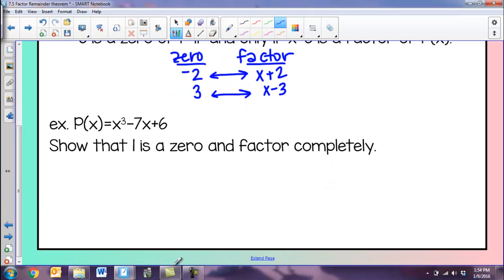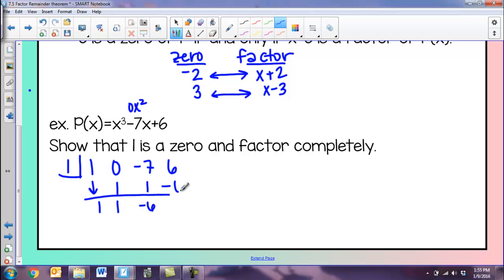If 1 is a 0, then I should get a remainder of 0. It's going to divide evenly into my polynomial. So I'm going to do my synthetic division using 1 as my 0. My coefficients are 1, there is no squared term so I write a 0, then -7 and 6. And I just do that synthetic division. And luckily enough, I get my remainder of 0.